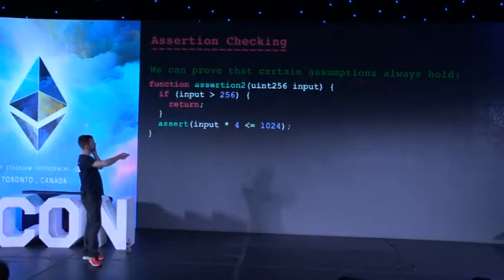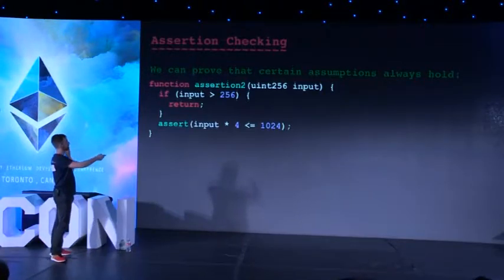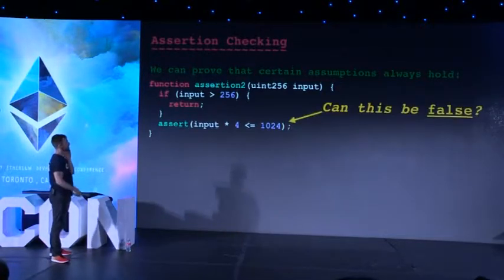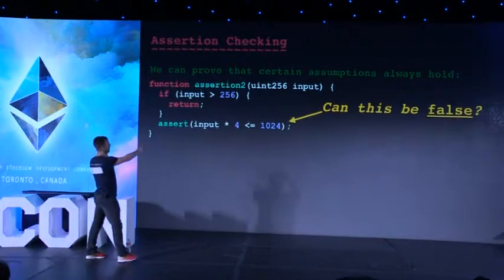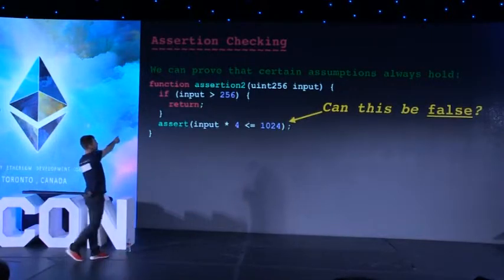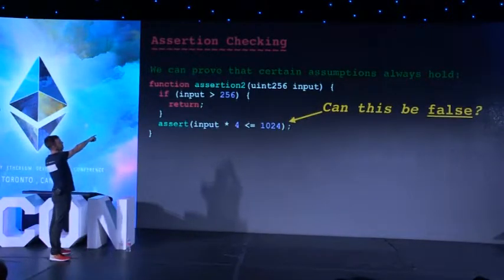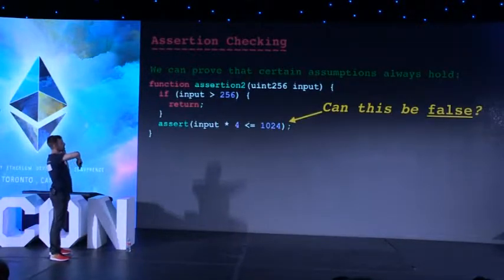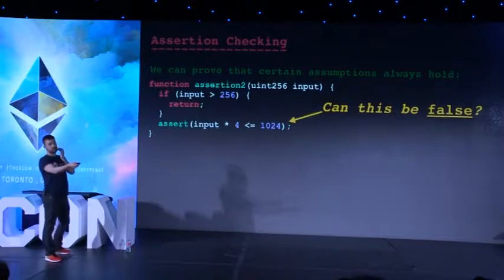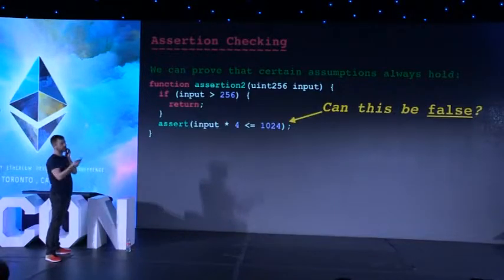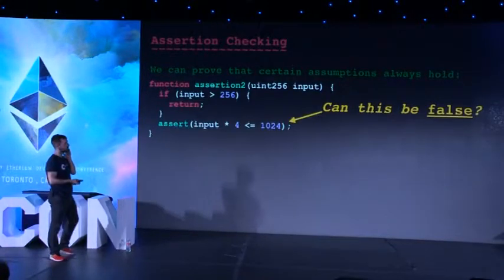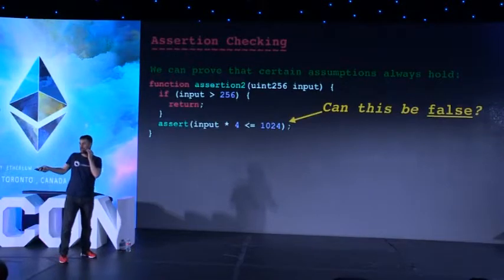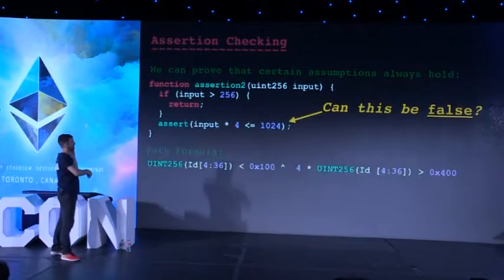At assertion 2, we can prove that certain assumptions always hold about our code. So let's see, can this statement ever be false? What do you think? We have this requirement that our input value is greater than 256. So is it always true that our input times 4 will be less than or equal to 1024? It's essentially, is there an off by 1 error here? So let's check it out.